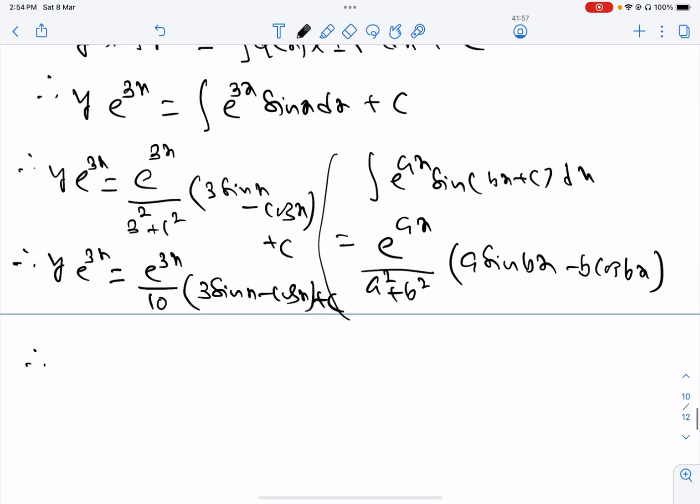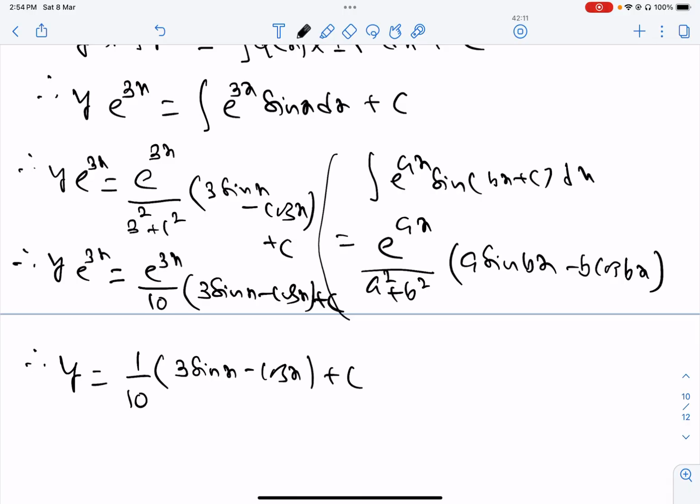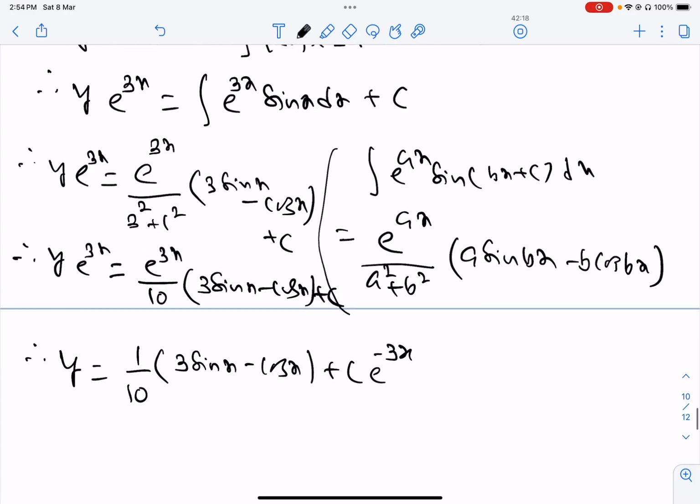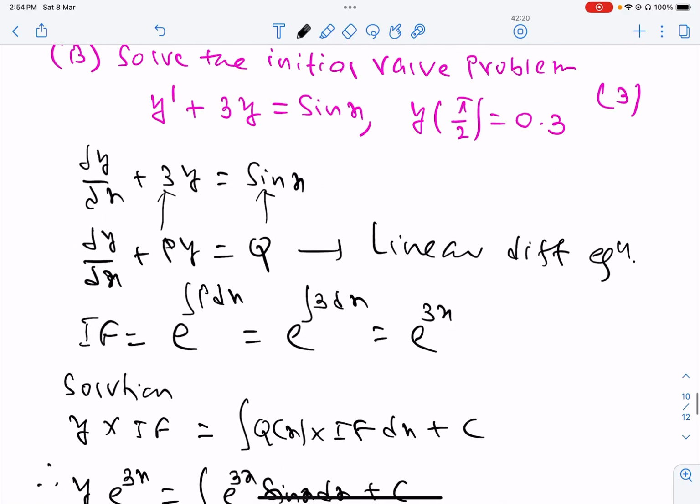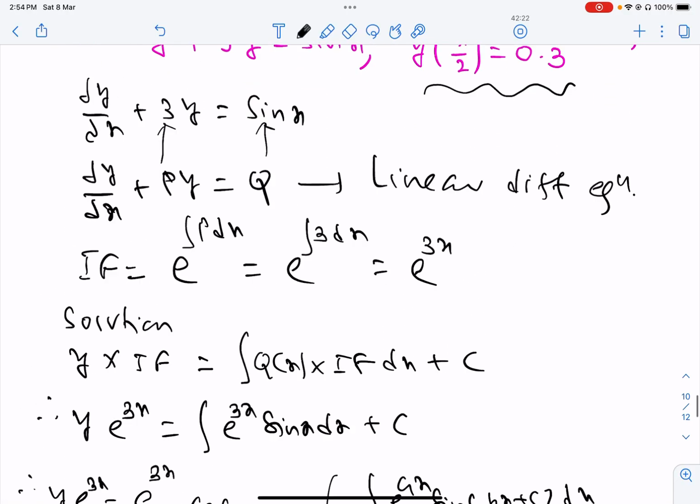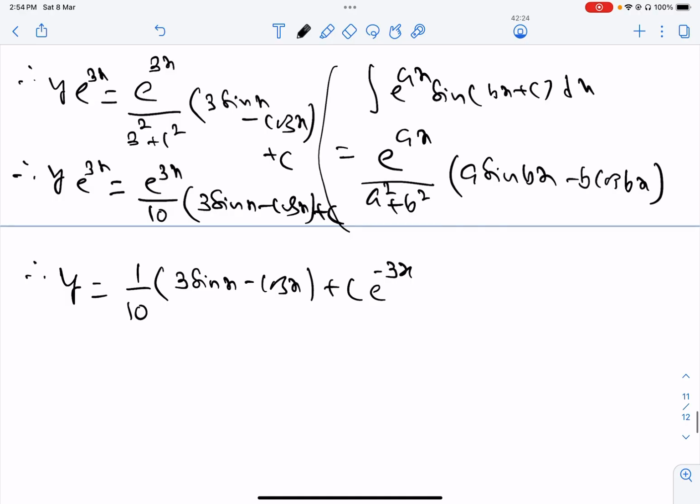You can also write it in this way: y equal to 1 by 10, 3 sin x minus cosine x plus c into e power minus 3x. Now we are given a condition. So let us apply this condition.